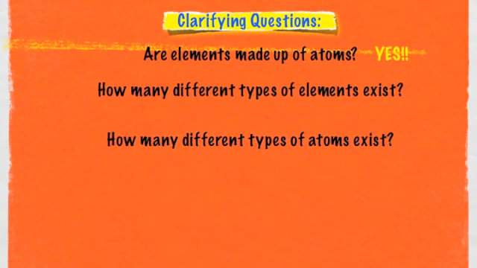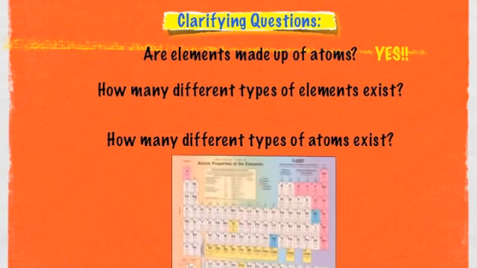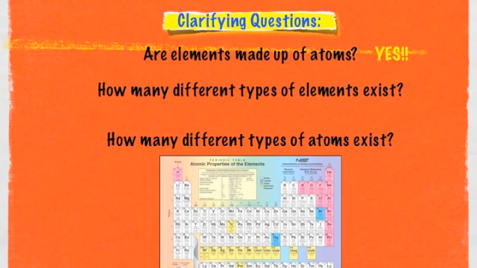How many different types of atoms exist? Well, to answer that question, you look at the same chart, because not only does each tile or each box on this chart represent elements, they also represent different types of atoms. So for example, you have the element hydrogen and helium in that first row. They are also different types of atoms.